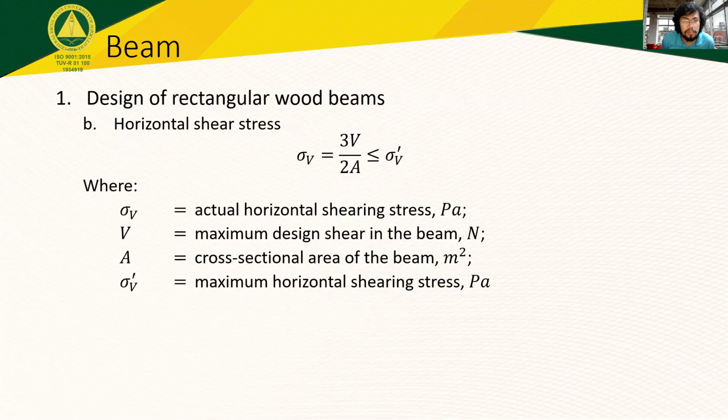For the horizontal shear stress, this is a derived equation. The formula for sigma V is 3V over 2A, and we have again the V as the design shear. So this is the point of the highest shear in the shear diagram. Now the area is simply the cross-sectional area of the rectangular wood beam, and we have a maximum horizontal shearing stress that is determined by the type of material, or the timber that is being used as the wood beam.